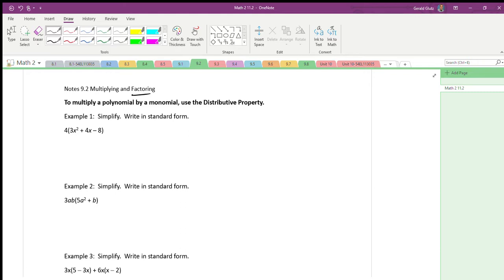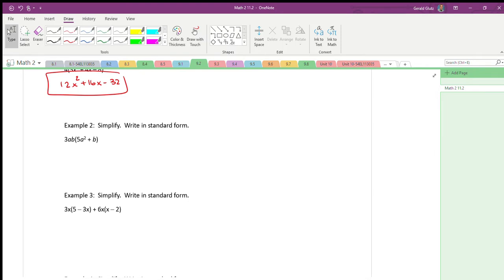So example 1. We have to multiply these two things. Hopefully right away you see we have a 4 on the outside of parentheses, so we're going to distribute that 4. 4 times 3x squared is 12x squared. 4 times 4x is 16x. 4 times negative 8 is negative 32. So that would be our answer.